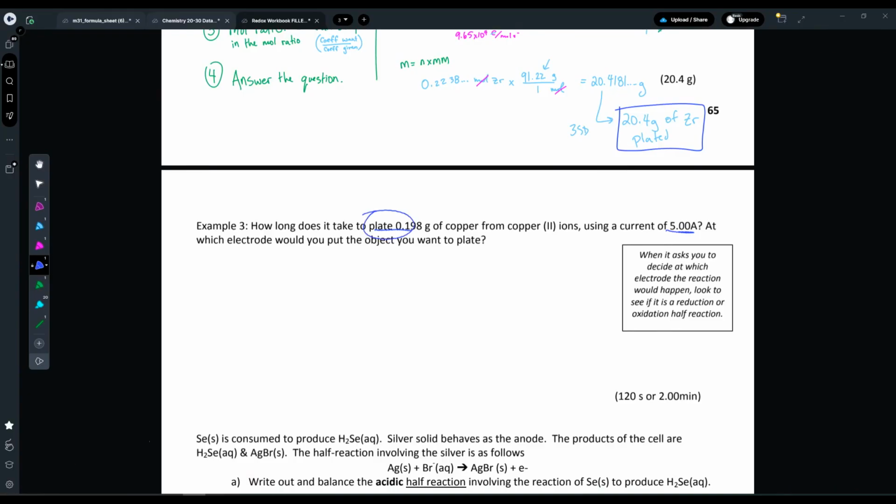Okay, so since we're plating something, that means we are increasing the mass of something, because plating just means that you're depositing a thin layer of one metal onto another metal. So that's going to result in an increase in mass. What do we know is related to an increase in mass? Red cat gets fat. Reduction happens at the cathode, and the cathode increases in mass. So we need to be using a reduction reaction, and for which electrode would we put the object at? We would put it at the cathode.